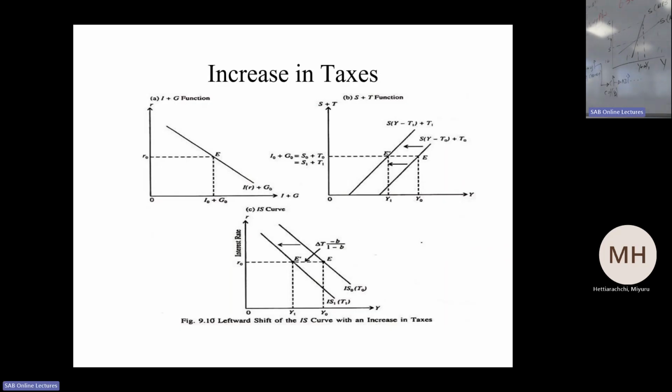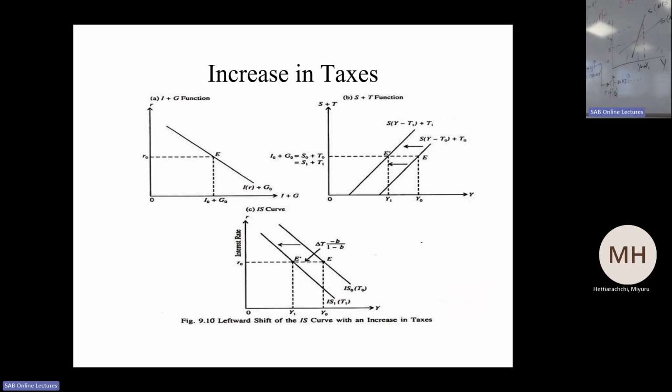Using this explanation, you can explain it graphically. This is not changed. This is the initial situation R0, I0 plus G0, S0 plus T0, given by Y0. So R0, Y0 is the initial IS. If there is a rising tax, what happens?